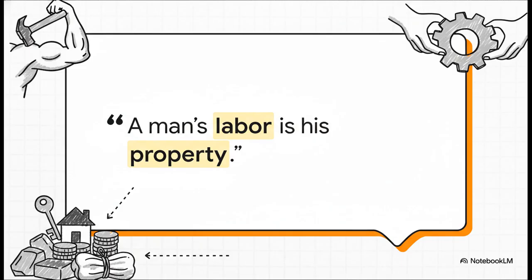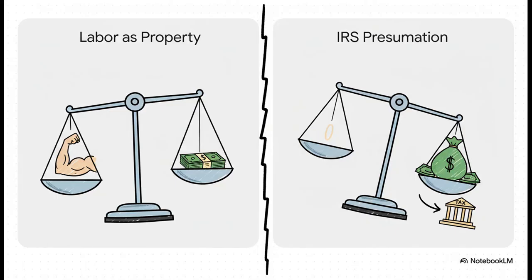And the court couldn't have been more clear. A man's labor is his property. The argument then follows: if your labor is property, then just like a bike or a house, it has to have a basis. This slide just lays out the two competing worldviews perfectly.